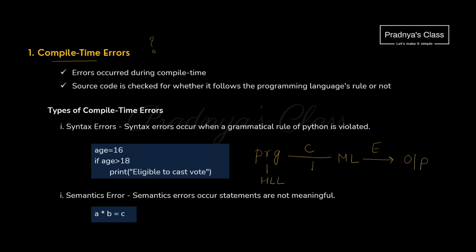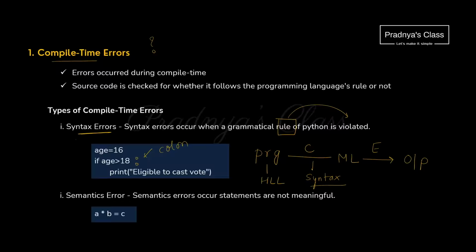At the time of compilation, syntax will get checked. If syntax is wrong, we will get a syntax error. So look at this now. This is a syntax error, when the rules of the programming language are violated, meaning the syntax is not right. If we take this example, I am missing a colon here. Syntax is wrong. That's why we will get a syntax error.